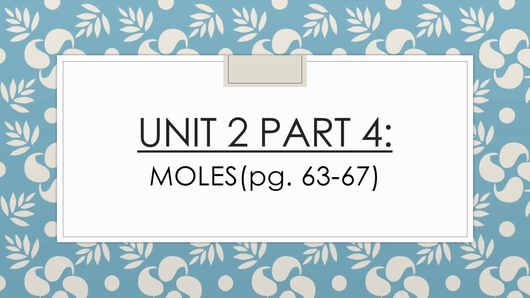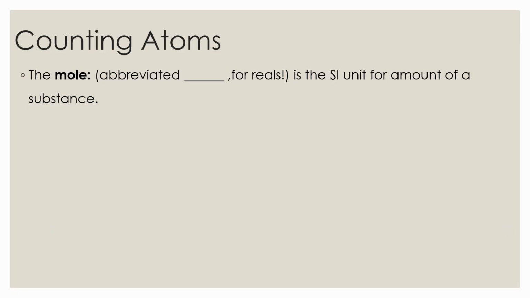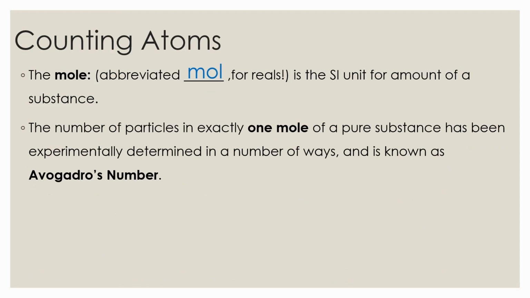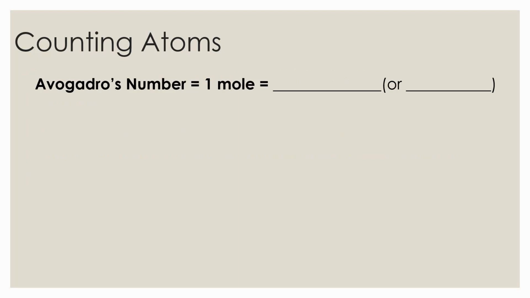All right, y'all. So in this video, we are going to learn about a topic called moles. So the mole, which we abbreviate as MOL, yes, really, is the SI unit for the amount of substance, the amount of stuff. The number of particles, the number of things in 1 mole of a pure substance has been experimentally determined in a number of ways, and it's known as Avogadro's number. So, Avogadro's number is equal to 1 mole is equal to 6.022 times 10 to the 23rd, or if you're typing it into your calculator, 6.022 E23.